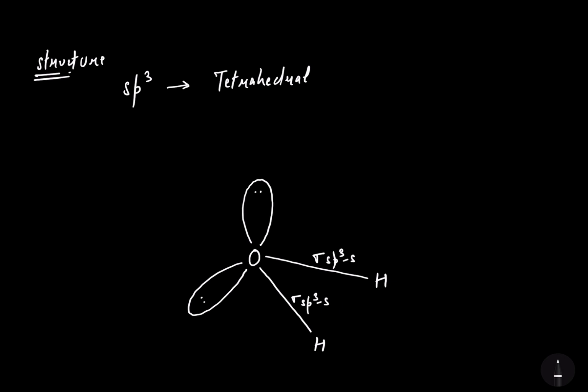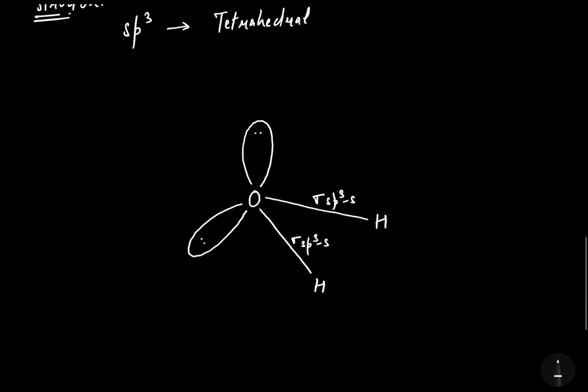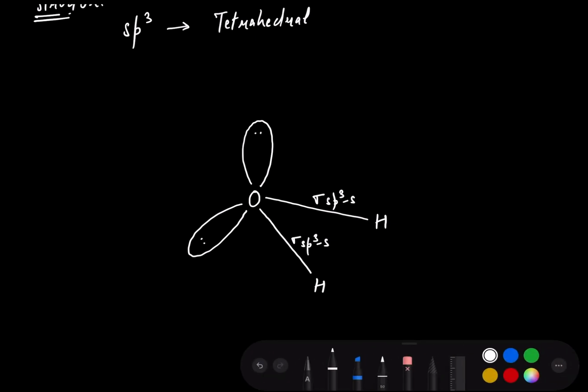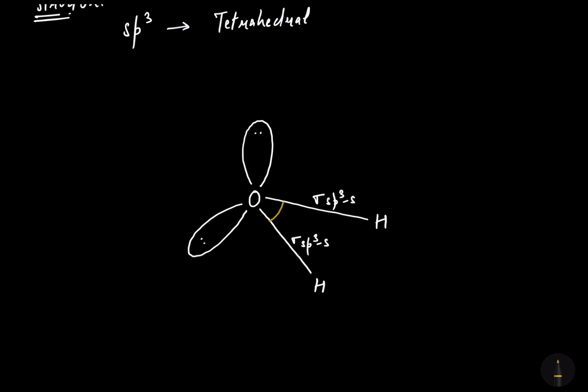So as both the sigma bonds are of the same type, that is sigma sp3s, the bond energies or the bond strength of both these sigma bonds will be equal. Now let's talk about the bond angle. The bond angle in the case of the water molecule is 104 degrees.